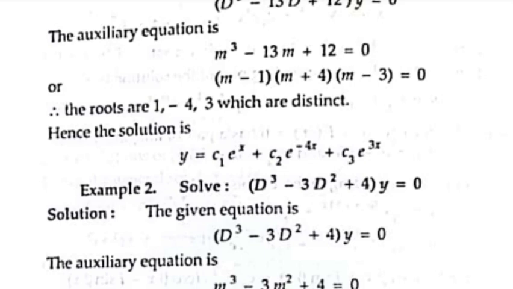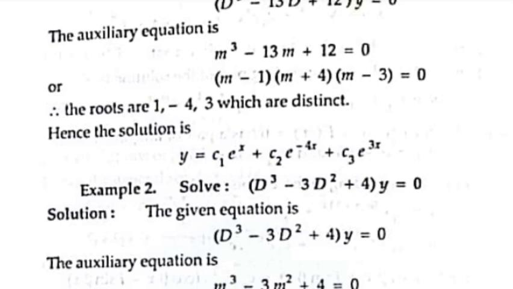Now see, m minus 2 to the power 2 is there, right? That means 2 is repeated twice, because (m minus 2) whole square is there. So this (m minus 2) whole square can be written as (m minus 2) into (m minus 2). That means m appears 2 times. So m is equal to 2, 2. That means it is repeated.